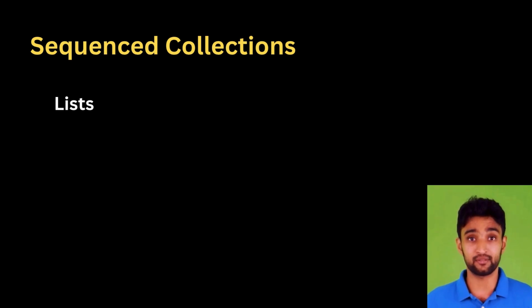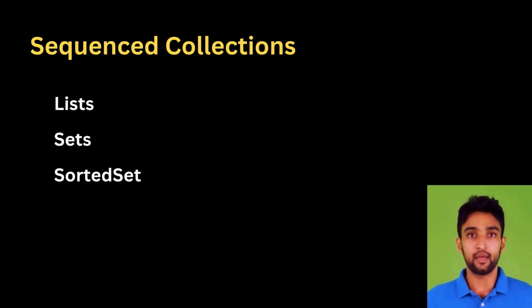Lists, for example, preserve insertion order. If you add A, B, and C to a list, when you retrieve them, you get A, B, and C, just the way you added them. Sets, on the other hand, don't allow duplicates, but the order depends entirely on the implementation. Then we have sorted set, which keeps elements sorted by their value, regardless of how you added them.